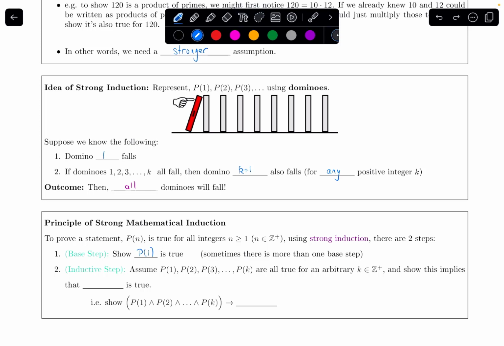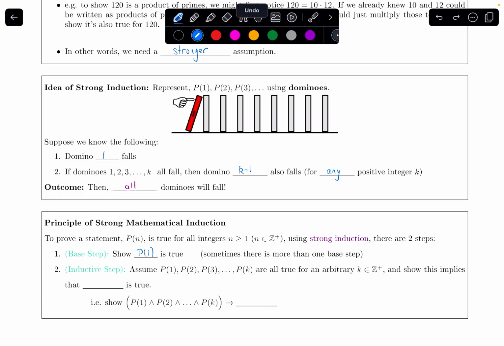Okay, and then we have the inductive step. Now in the inductive step, I'm going to assume that not just P of k is true, but that everything up until then is true, that P of 1, P of 2, P of 3, all of those up until and including P of k are all true.